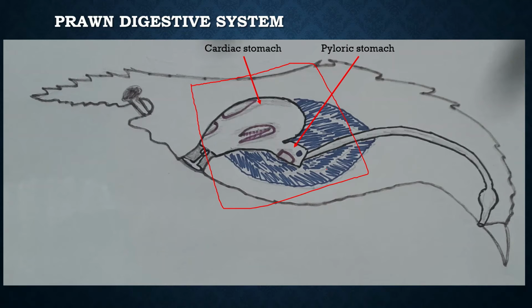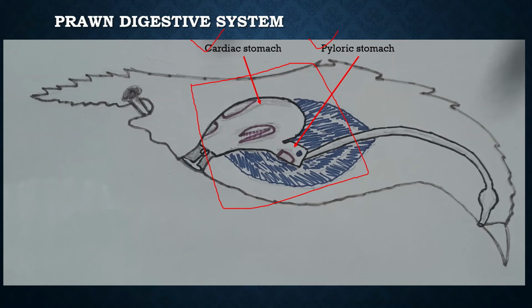So the cardiac stomach and pyloric stomach are the two parts of the stomach. The cardiac stomach is the larger part, and when we see its inner lining, there is a cuticular lining, also called the intima. Internally there are longitudinal folds covered by minute blisters.